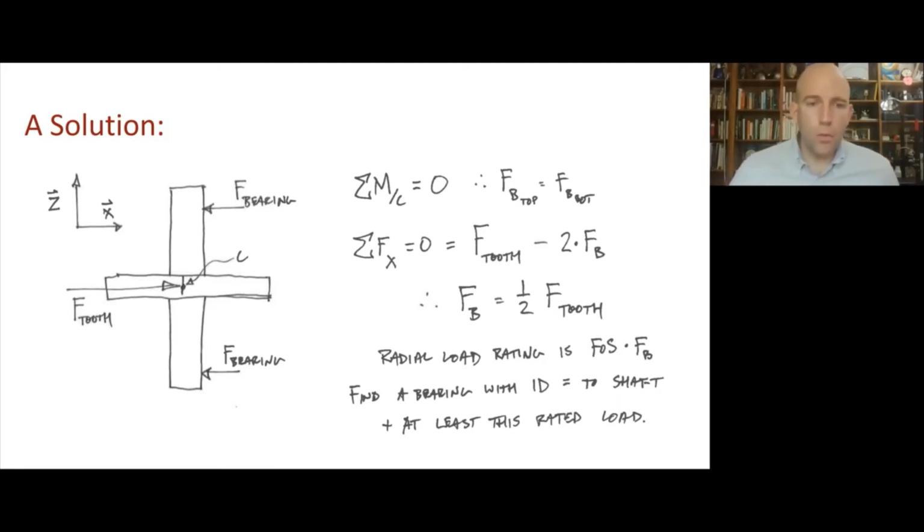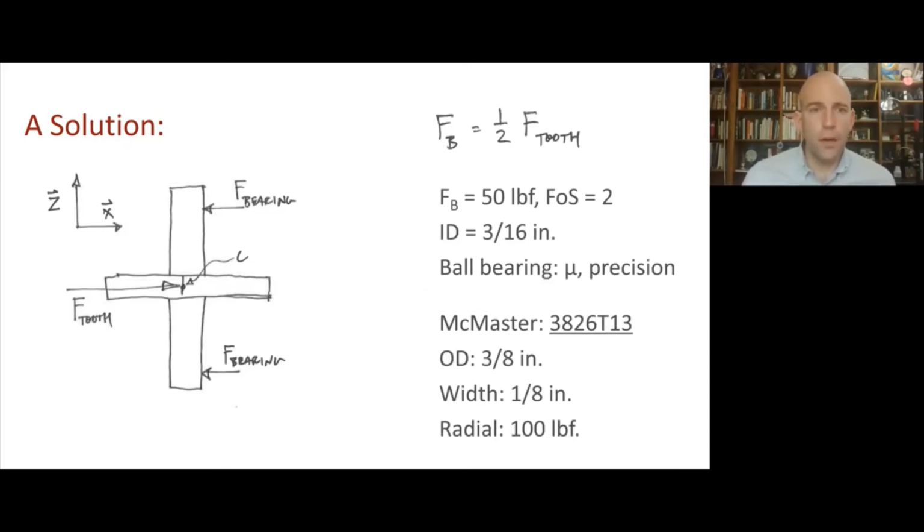And we're going to want to find a bearing that has the same inner diameter as the outer diameter of the shaft, because we want them to fit together. So we want to check to make sure that that works out. And then we'll want to make sure that the bearing has at least the rated load. So here we have the bearing force is 50 pounds, factor of safety is 2. The inner diameter that we'd like to have is 3/16 of an inch.